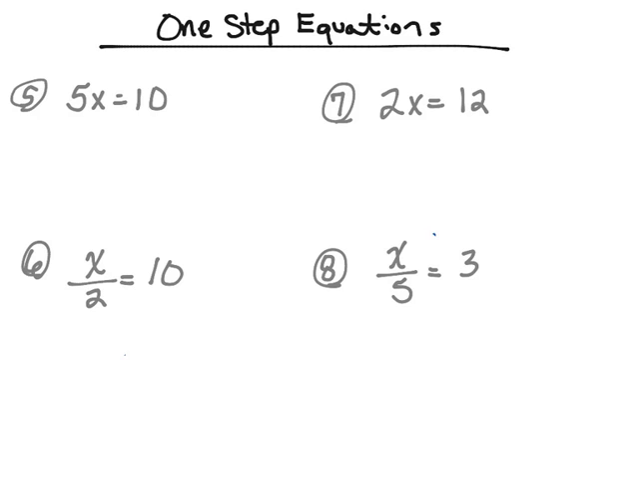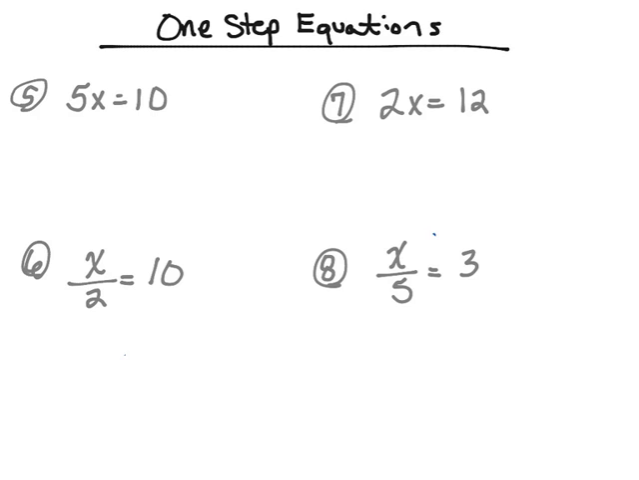Let's take a look at a couple more examples. Number 5, this time we have 5 times x is equal to 10. Again, what we're trying to do is find a value of x that makes a true statement. In other words, 5 times some number is equal to 10. The question is, what is that number? Now again, for some of you, it may be pretty obvious that 5 times 2 would equal 10.